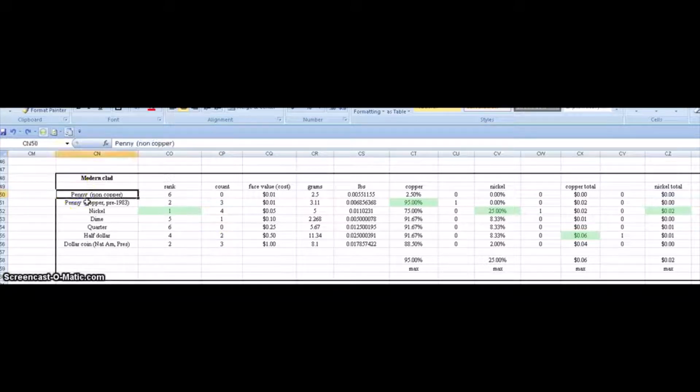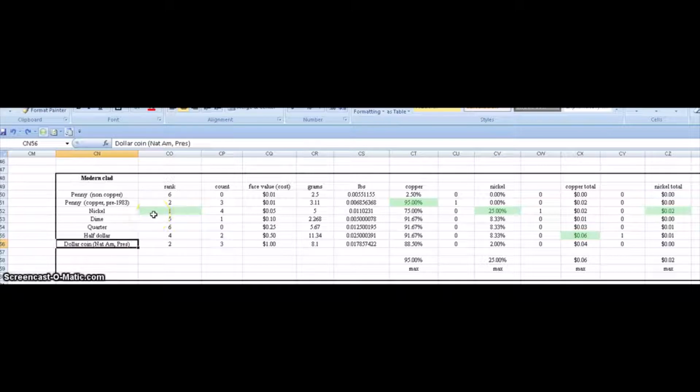You have pennies, and I split them up here into copper and non-copper. The copper ones are pre-1983. Nickels, dimes, quarters, half dollars, and dollar coins, where you have Native American and the presidential ones. I did not include the Eisenhower dollars because you really don't see those day to day. Okay, so here I go.